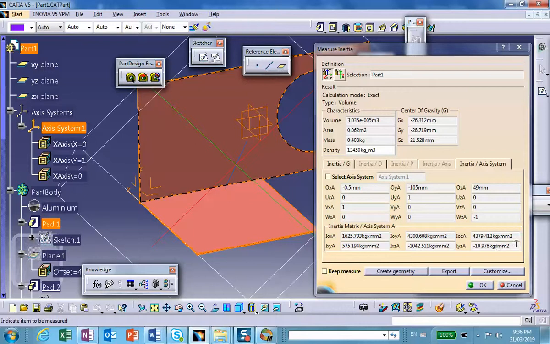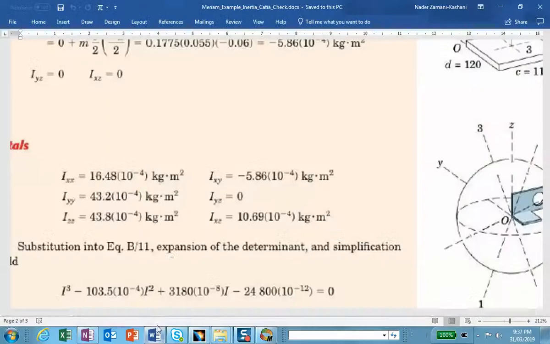How about IXY? This one says 575 IXY, so let's check this, IXY, right there, 5.86 × 10⁻⁴, which is the same. Now, the sign of these things is off, so this is negative, you can see that, let me check that. IXY says here negative IXY, whereas here it says positive.